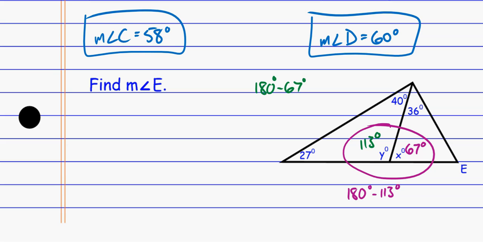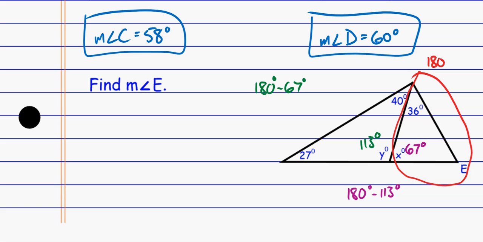And now I can take a look at that smaller triangle. In the smaller triangle over here, the three angles have to add up to 180 degrees. So once again, I could add the two angles that I have, the 36 and the 67. Those add up to 103 degrees. So to find the missing angle, I do 180 minus the 103 degrees. Okay? And when I do that, that gives me a 77 degree angle. And so that's the measure of angle E. The measure of angle E is 77 degrees.